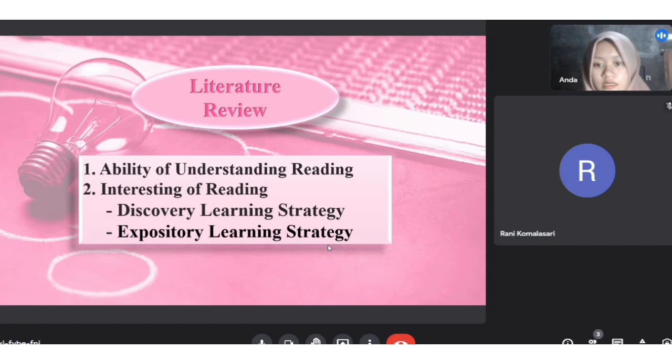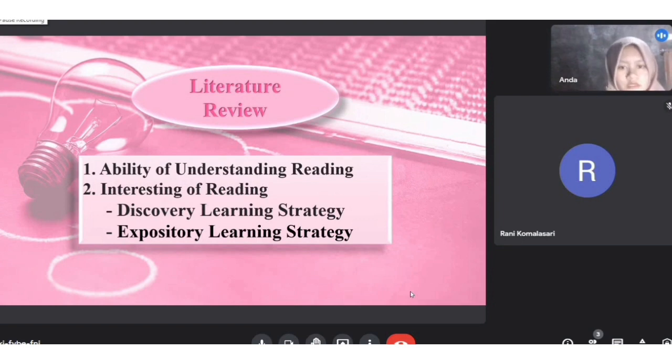And in interest in reading, there are the discovery learning strategy and the expository learning strategy. Discovery learning strategy is a student-centered strategy in which groups of learners conduct an investigation and research into an issue or seek answers to the contents of a question through a clearly defined and structurally outlined procedure.